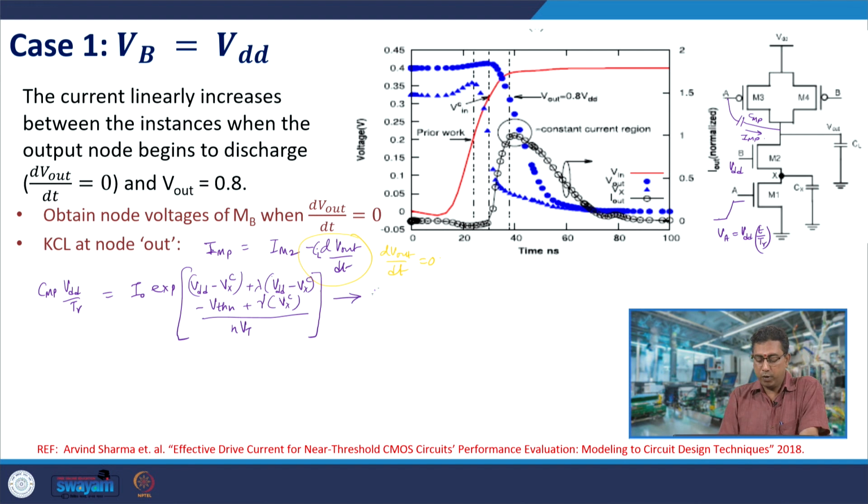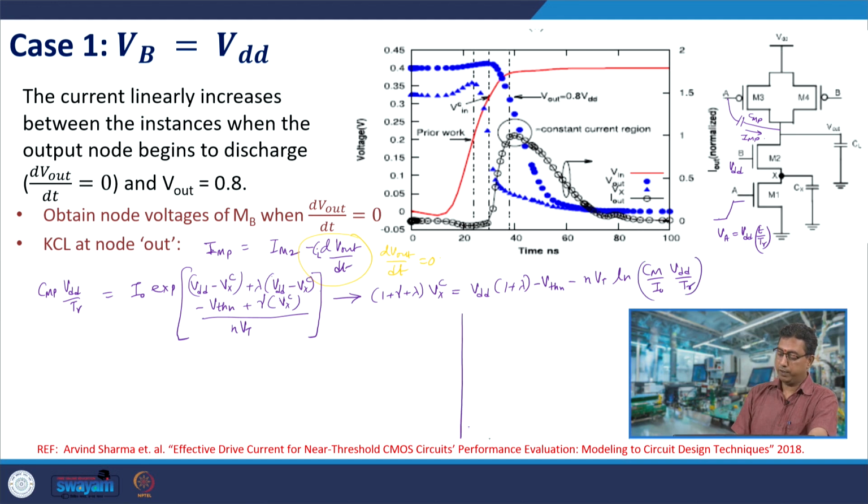So, this can be solved as 1 plus gamma plus lambda into Vxc is equal to VDD into 1 plus lambda, minus Vthn, plus m, minus mVt, let us call it, we have the natural logarithm of Cm by I naught, VDD by TR.